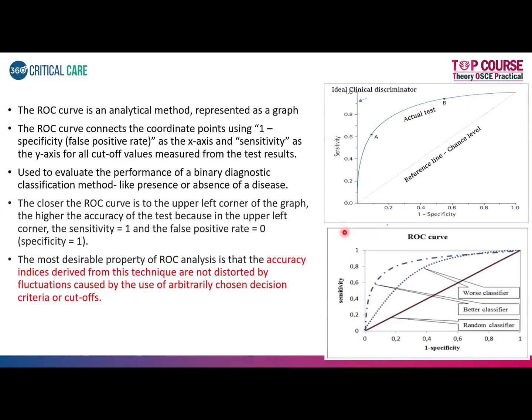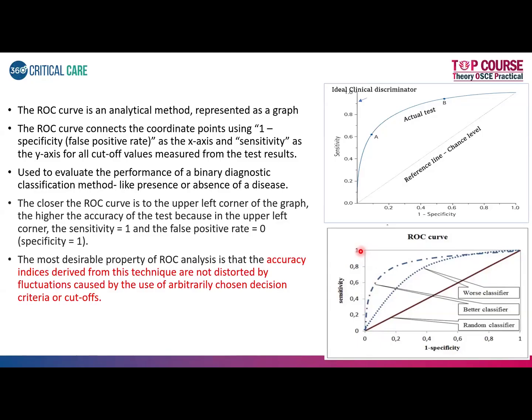The ROC curve is an analytical method which is represented as a graph. It is a coordinate axis where you have the x-axis having 1 minus specificity, which is the false positive rate, and the y-axis with sensitivity. It is used to evaluate the binary diagnostic classification. Just you have to know whether there is a presence of a disease or an absence of a disease. Suppose the curve is like this, this curve is better than this curve. So the closer the curve is to the sensitivity, it is better, and it is closer to the sensitivity equal to 1.